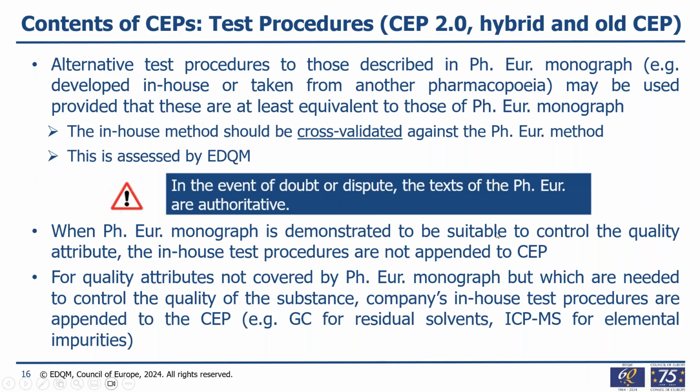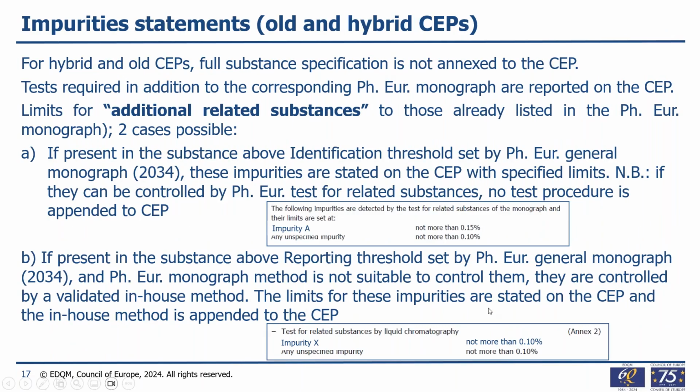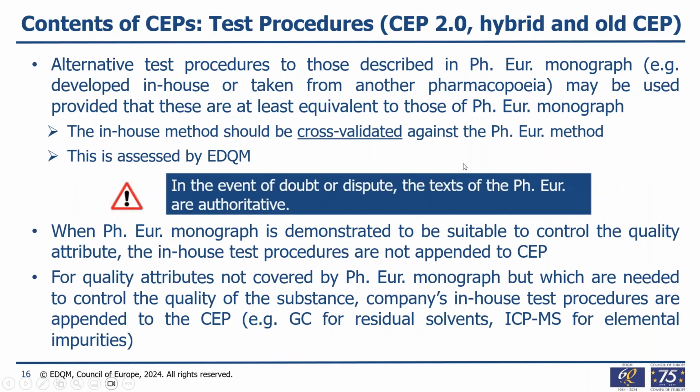For the quality attributes not covered by the EP monograph, but which are needed to control the quality of the substance, the company's in-house test procedures are appended to the CEP. For example, in-house GC methods for residual solvents. This might be the tests for elemental impurities, all the additional tests.